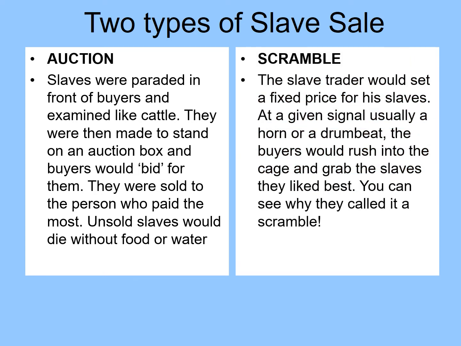Then there was the scramble. The slave trader would set a fixed price for his slaves. At a given signal, usually a horn or a drum beat, the buyers would rush into the cage and grab the slaves they liked the best. You can see why they called it a scramble.